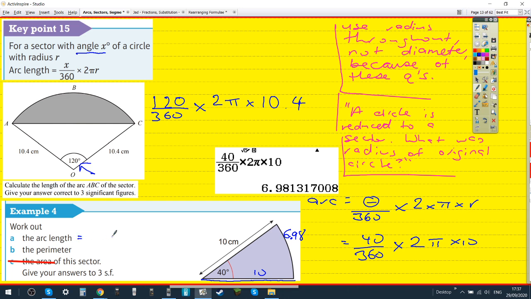So they add up to 26.98. Correct. 26.98, and then to 3 sig fig, that would now round to 27.0. Great. So perimeter, just add up all the sides, and these two are the same length because they were both originally radiuses.